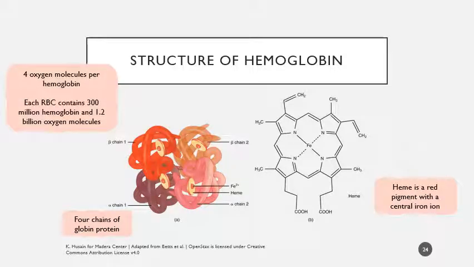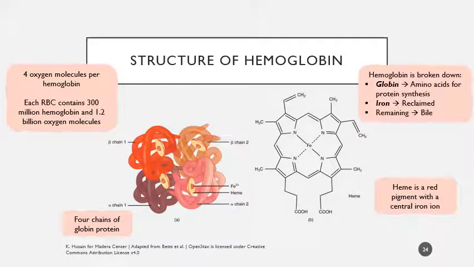Because each heme group on the hemoglobin can carry an oxygen molecule, there's 4 oxygen molecules being carried per hemoglobin. Each red blood cell contains about 300 million hemoglobin molecules, hemoglobin proteins, and that means that you can carry up to 1.2 billion oxygen molecules. So it's just like a crazy amount of oxygen, and you're really maximizing the carrying capacity of the hemoglobin as well as the red blood cells.